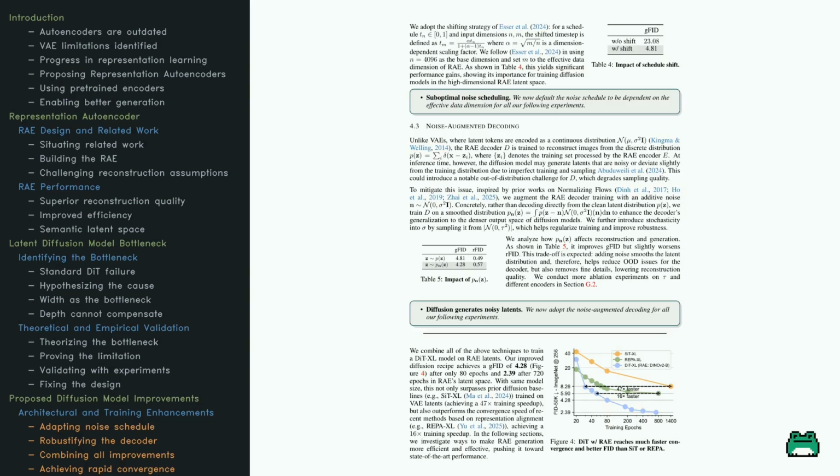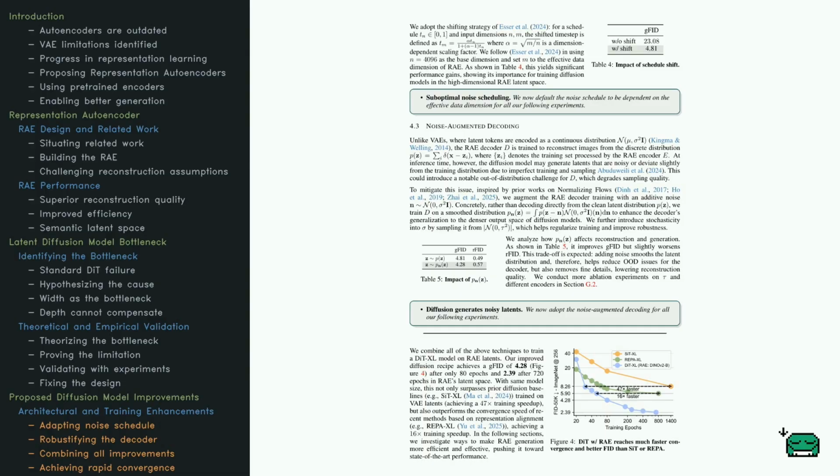Second, they address a brittleness problem with their decoder. The RAE decoder was trained to reconstruct images from perfect, clean latent codes, but the diffusion model, being imperfect, will generate latents that are a little bit noisy. This mismatch hurts the final image quality. Their solution is clever. They retrain the decoder, but this time they add a tiny bit of noise to the latent codes during training. This noise-augmented decoding makes the decoder more robust. Table 5 shows the result. Generative quality gets even better, dropping the FID to 4.28. There's a small trade-off. Perfect reconstruction gets a tiny bit worse, but it's well worth it for better generations.